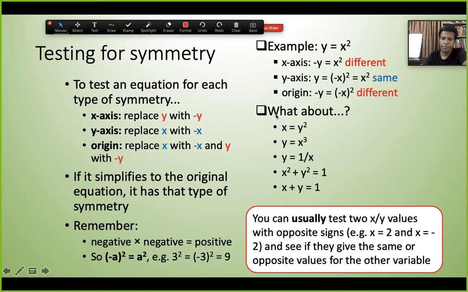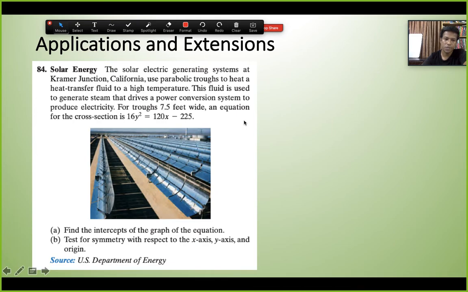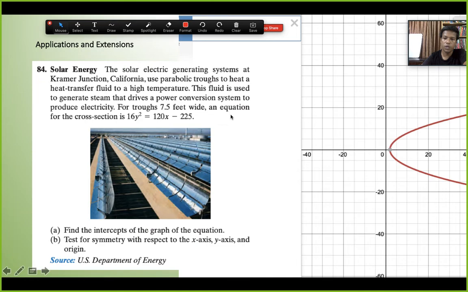You can try plugging in values also, as we said in the previous slides. That way also it works, but the best way is always to check by using this method, because this method will work in all situations. Okay, this is another example from the application and extension part, to see what type of symmetry it has.